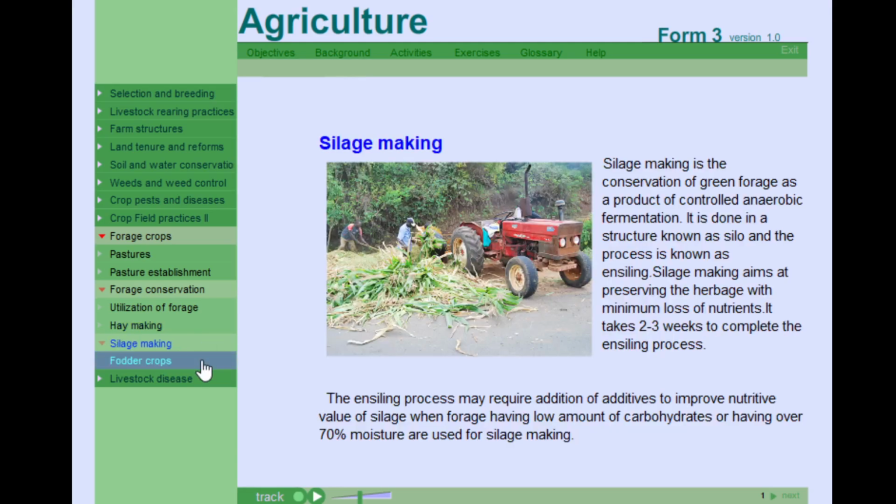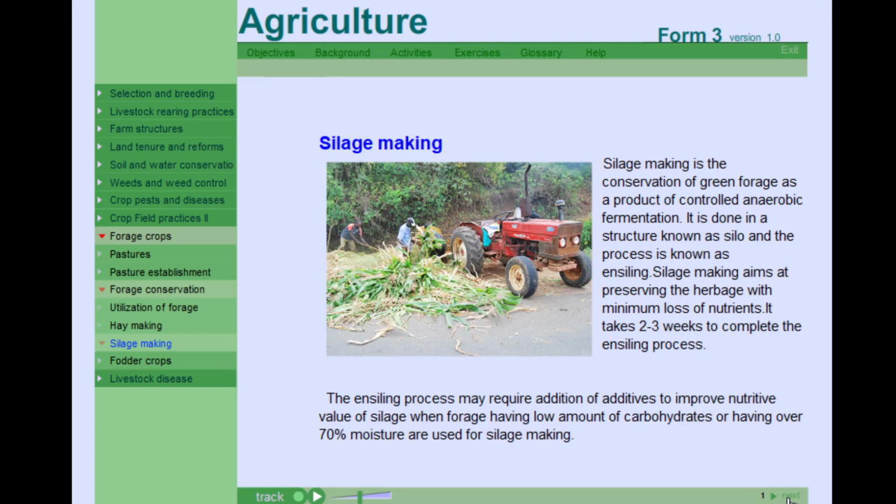Silage making. Silage making is the conservation of green forage as a product of controlled anaerobic fermentation. It is done in a structure known as silo, and the process is known as ensiling. Silage making aims at preserving the herbage with minimum loss of nutrients. It takes 2 to 3 weeks to complete the ensiling process.